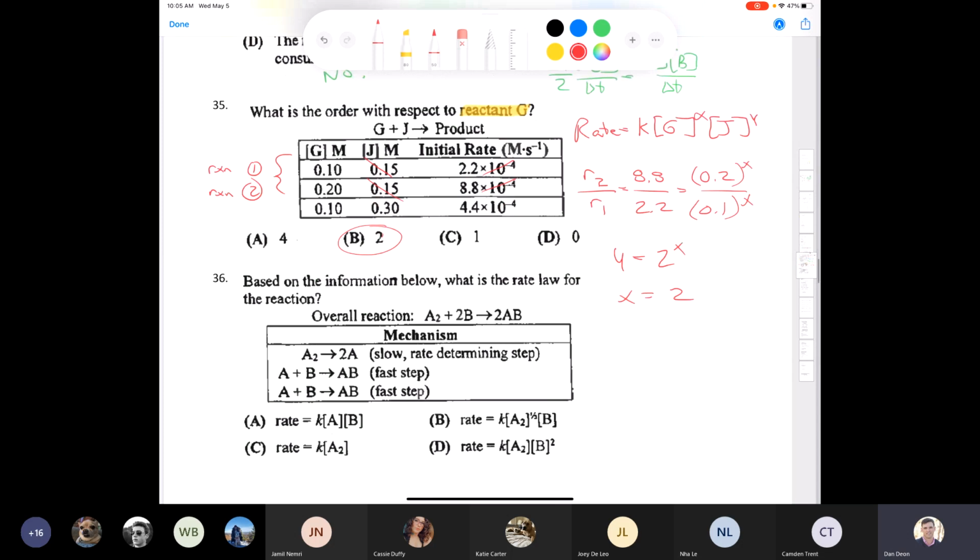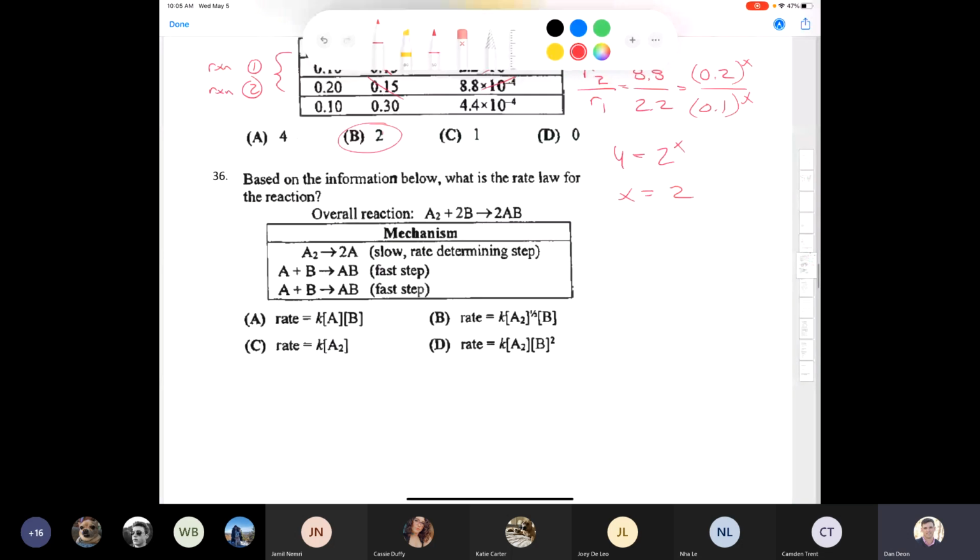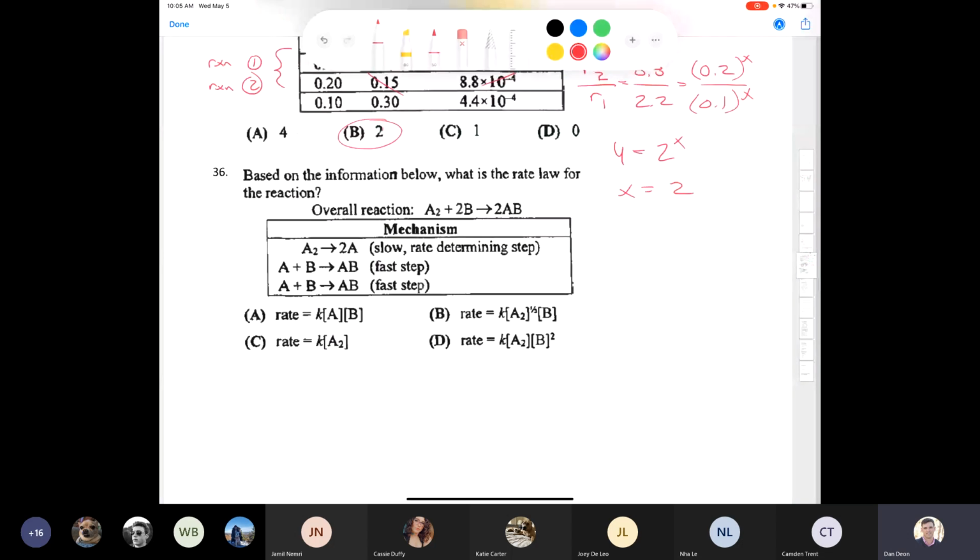All right, number 36. Based on the information below, what is the rate law for this reaction? We have the overall reaction, and then they've provided the steps of the mechanism here, right? So we see A is in here, which is an intermediate, because it's included in the steps, but you don't see it in the overall reaction anyhow. That's neither here nor there.